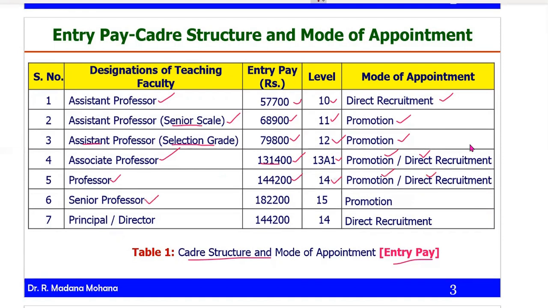Then senior professor, the entry pay is 1,82,200. The level is 15. Then the mode of appointment is through promotion. Then principal or director, the entry pay is 1,44,200. Then the level is 14, same as professor. Then the mode of appointment is through direct recruitment. So these are all the various designations and their entry pay and their levels and their modes of appointment.